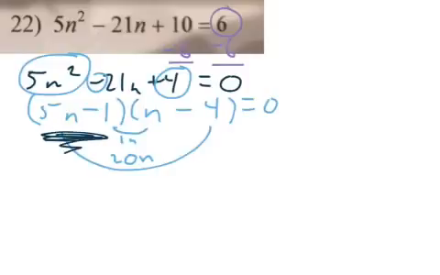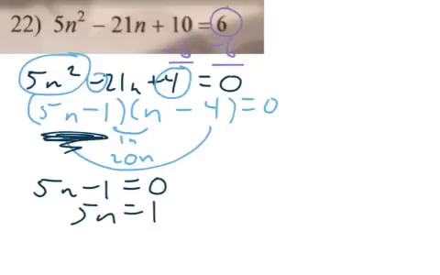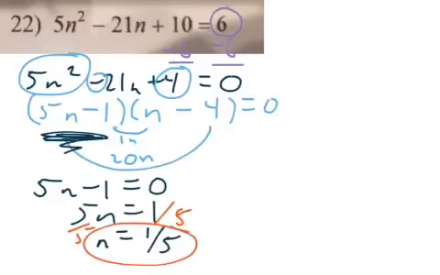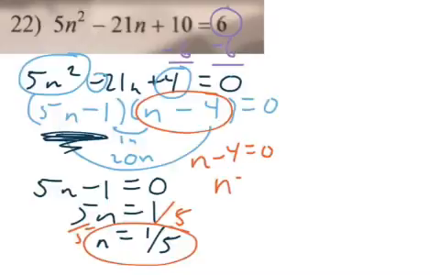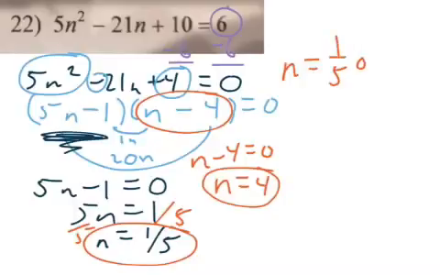Let's start with this piece right here. 5n minus 1 equals 0. When does it equal 0, in other words? Well, that's when 5n equals 1 and n equals 1/5, right? Because what I'm going to do is divide both sides by 5. So n is 1/5. What else? If I look right here, when is n minus 4 equal to 0? Well, that's when n equals 4 again, right? So notice n will either be 1/5 or 4.